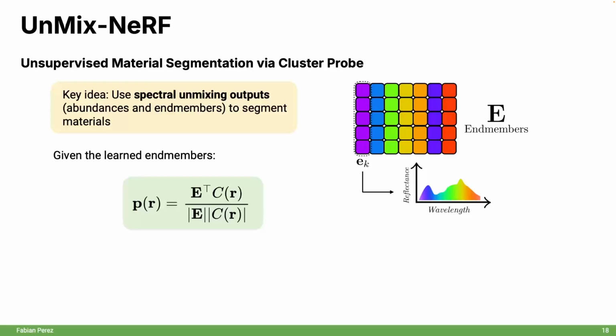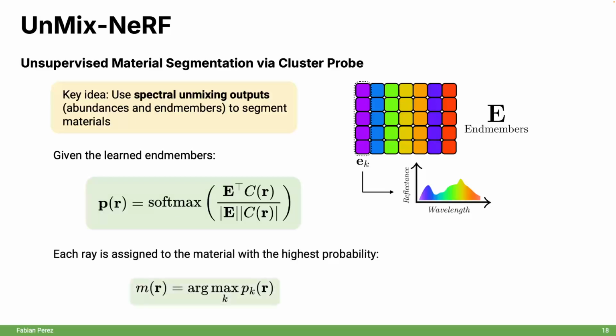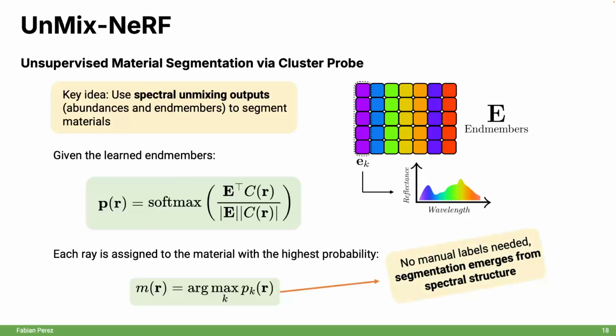Now we use the unmixing components for unsupervised material segmentation. Given the learned endmember dictionary E and a rendered spectrum C of r, we compute a normalized similarity between the spectral signature and each learned endmember. Next, we apply a softmax to those normalized similarities. And finally, we pick the material with the highest probability for each ray. The good news is that with this approach, we don't need manual labels. Segmentation emerges naturally from the learned spectral structure.